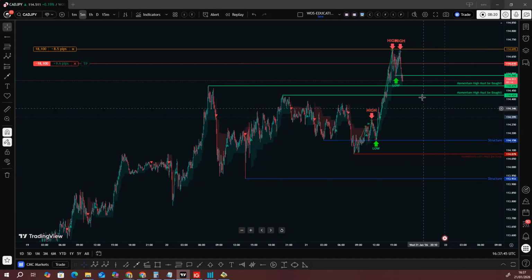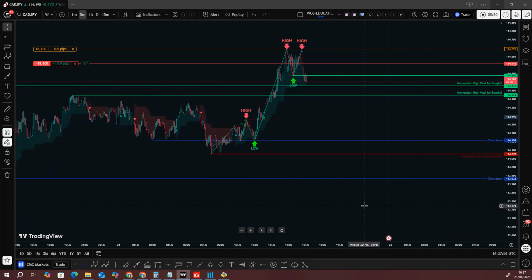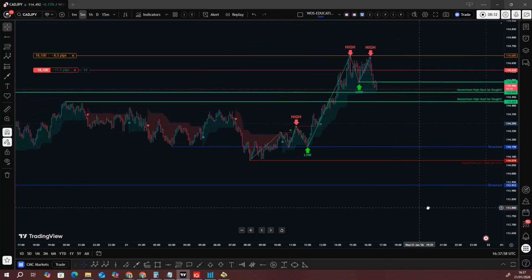Okay, if they start to break down, there's news coming up, balance of trade in the Japanese yen. What time is that? 11:50 tonight. So we can keep an eye on that.